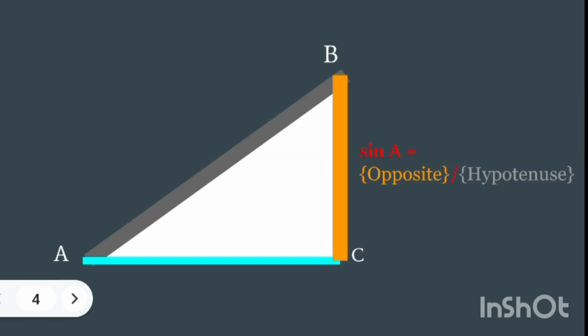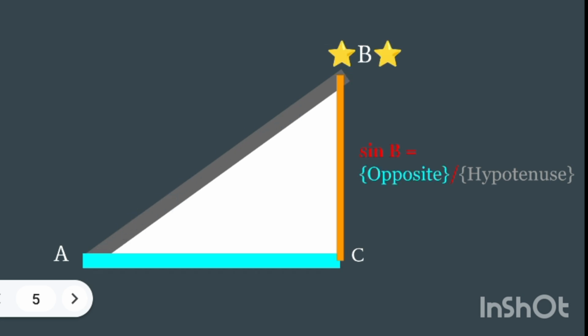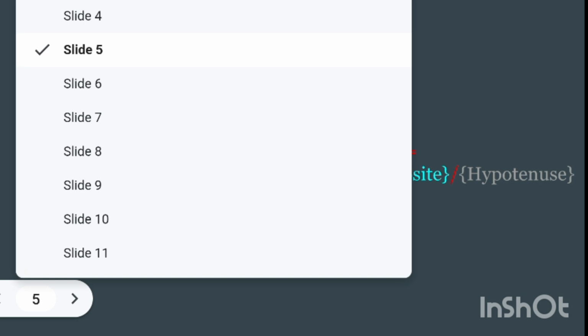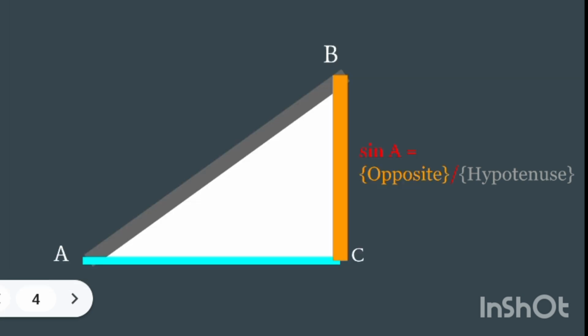So let's begin with a right angle triangle. Consider angle A here. We know that sin A equals opposite divided by hypotenuse. In this triangle, the orange side is the opposite side and the gray side is the hypotenuse. So sin A equals opposite upon hypotenuse.